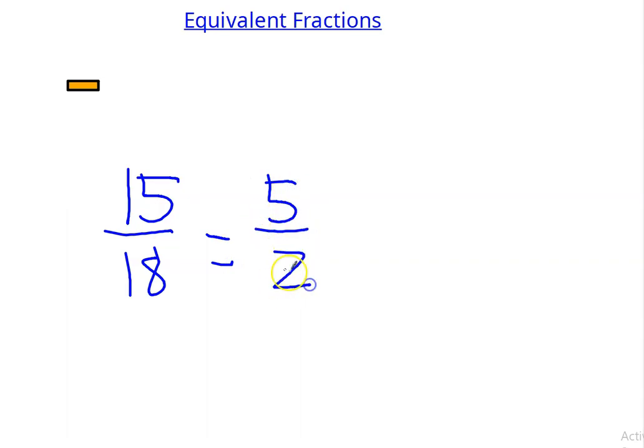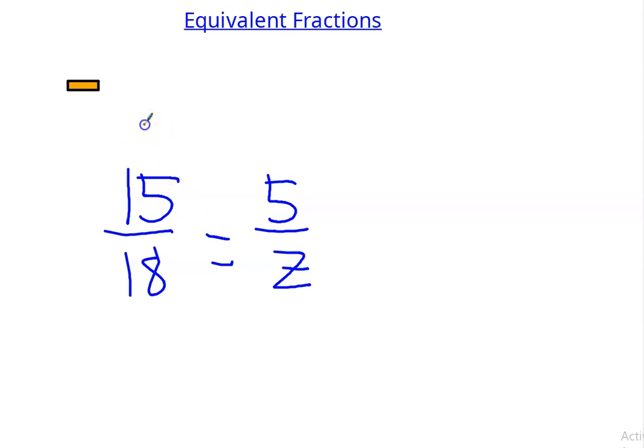Okay, a few more. 15 over 18 equals 5 over z. I'm sure you could do this one on your own. Go ahead and do this one. Okay.